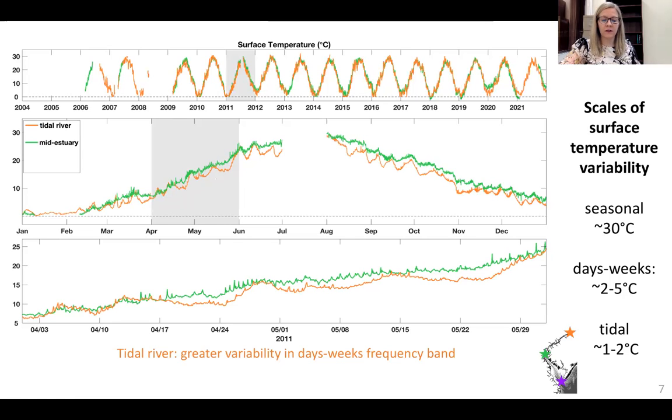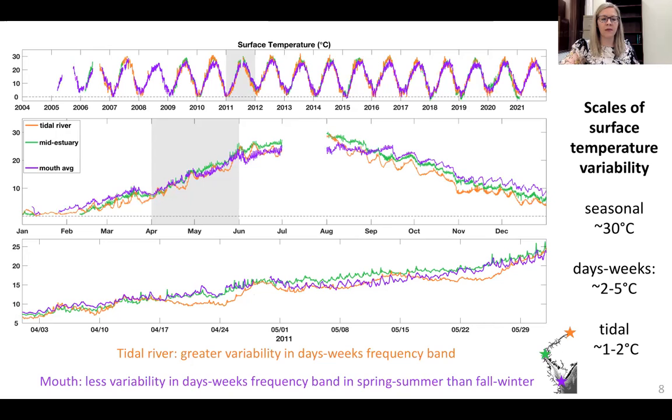The tidal variability in the lower panel, you can see, is muted at this site. So it's closer to 1 degree. If we add in now the mouth average data, you'll see that, again, looking in the April to June timeframe, the variability in the days to weeks frequency band is reduced relative to what we saw at the tidal river.